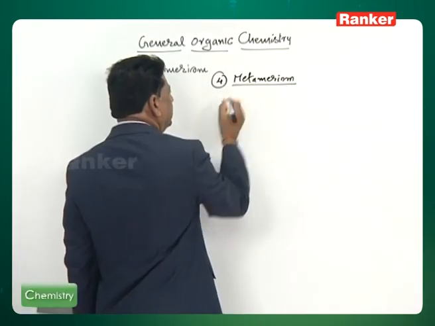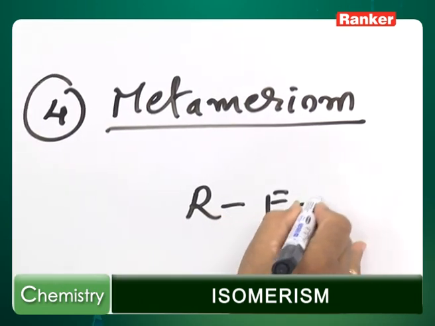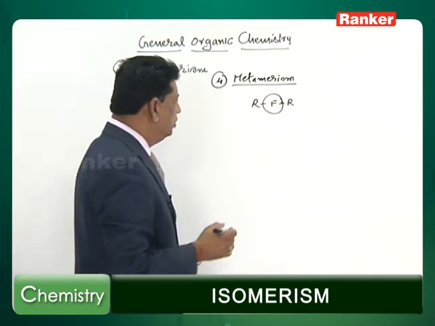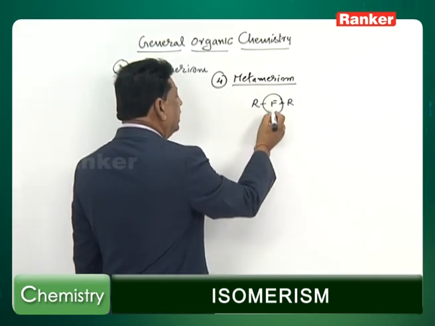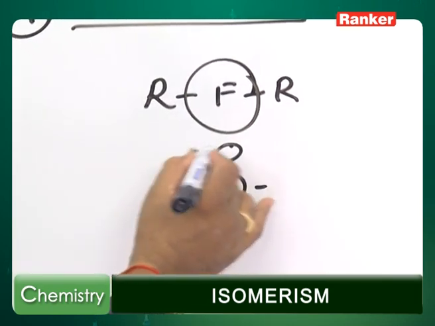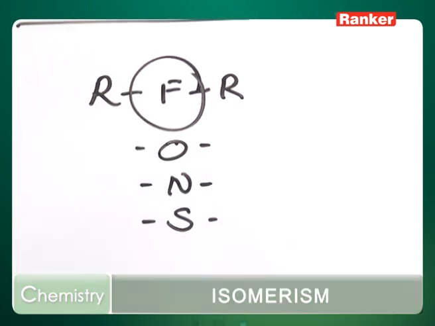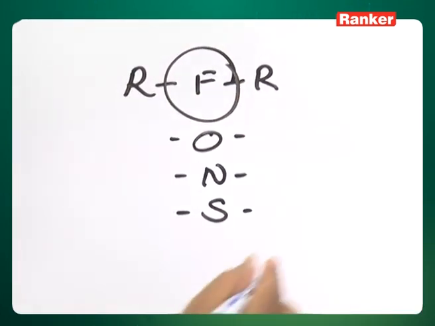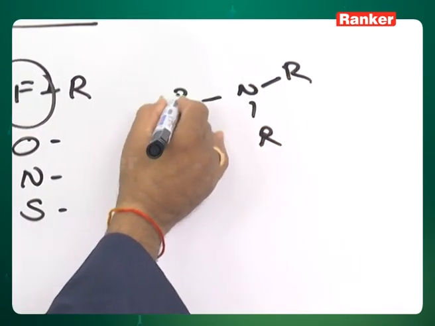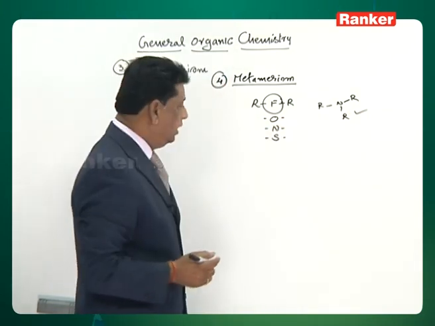To show metamerism, the compound should have 2 alkyl groups attached to a functional group. The functional group should be made up of either oxygen, nitrogen, sulfur and so on. Some hetero element should be there. Minimum 2 alkyl groups. You can also have a nitrogen with 3 alkyl groups, which is also applicable in this case. But minimum 2 alkyl groups whenever you have.